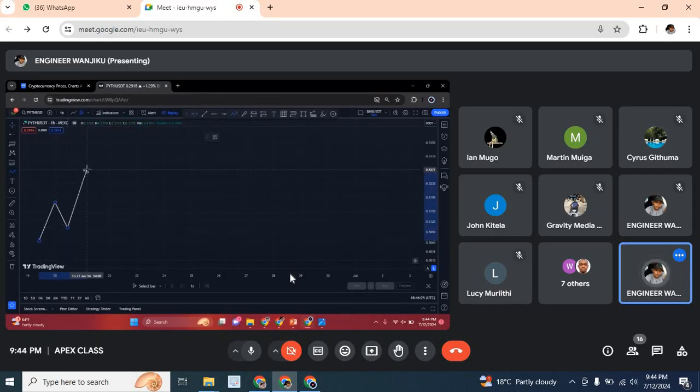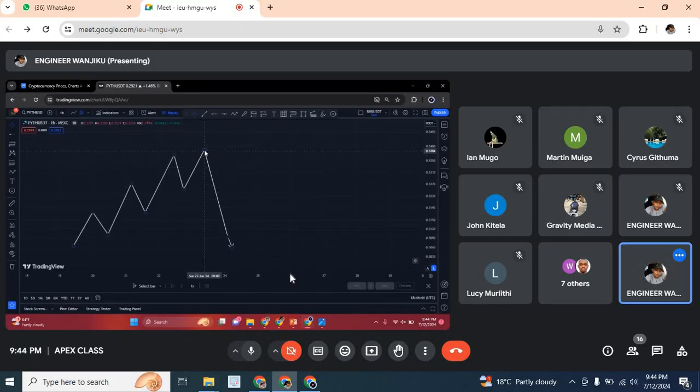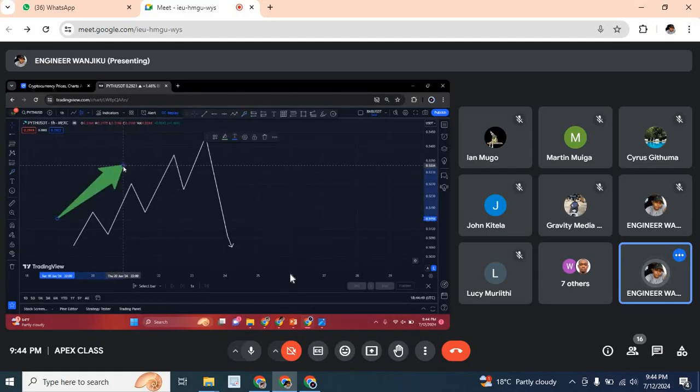Who can tell us which type of market structure is this that I'm drawing? This one right here. Which type of market structure is this that I've highlighted in green? Anyway, this is very simple. Type of market structure, is it an uptrend, downtrend, accumulating?